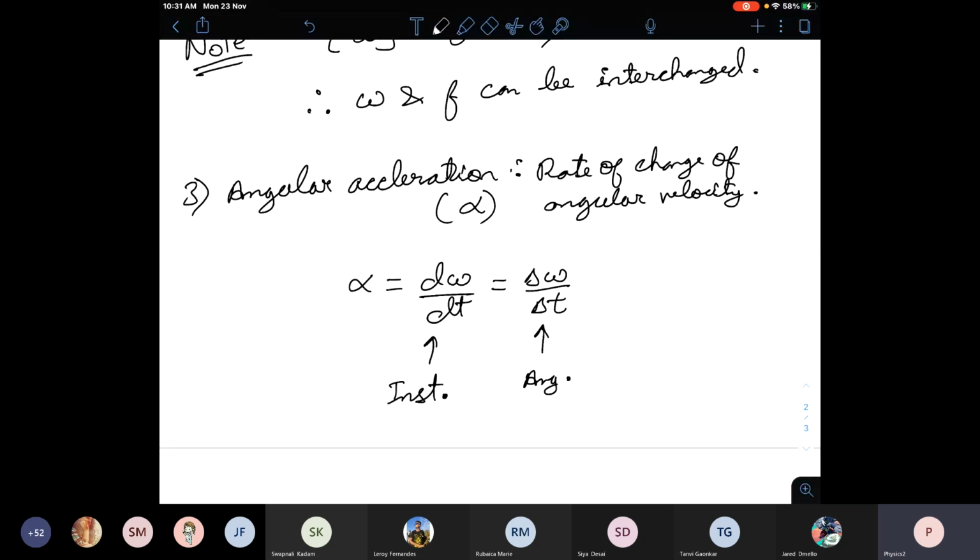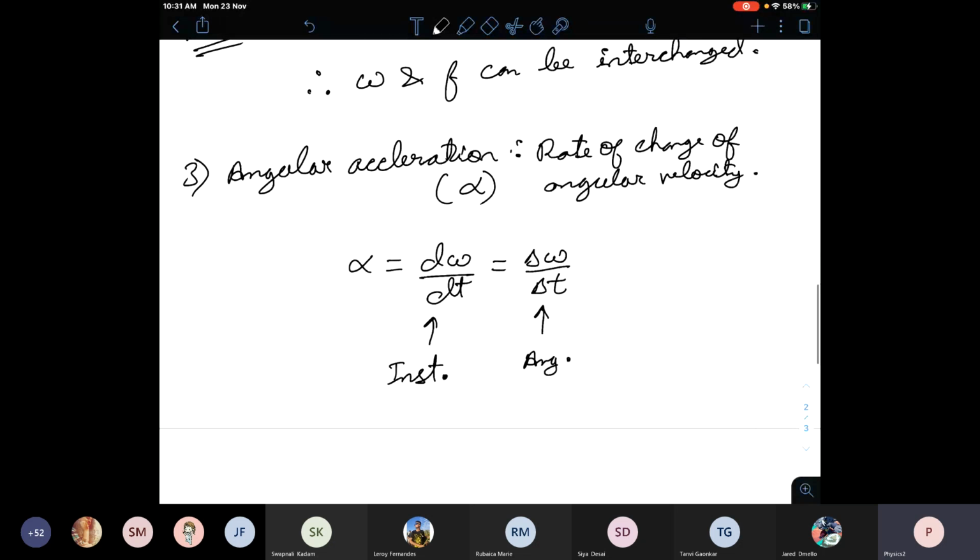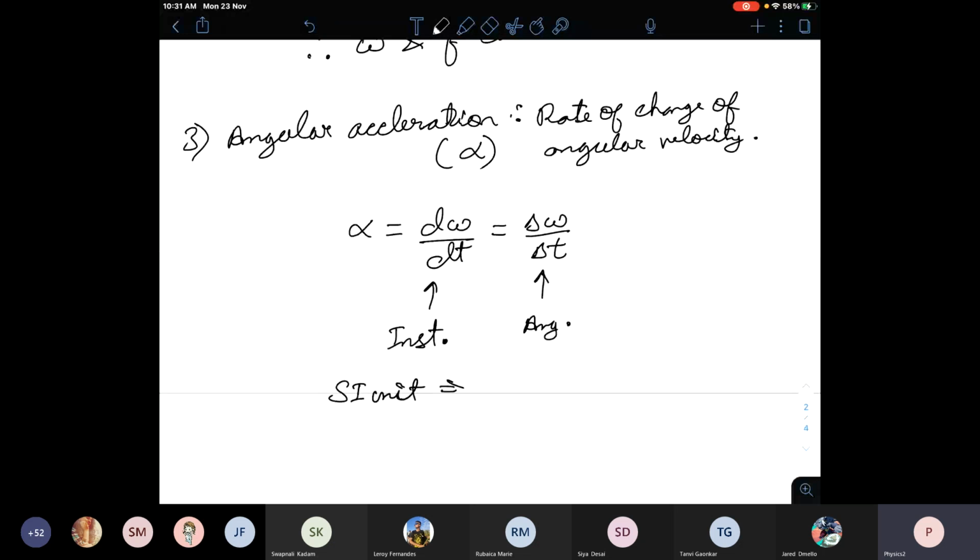Now, SI unit. The SI unit of angular acceleration, you can guess it, is radians per second square. Simple. Delta omega by delta t. The SI unit of omega is radians per second, and you are dividing it by time, so you are dividing it by seconds. So it becomes radians per second square.